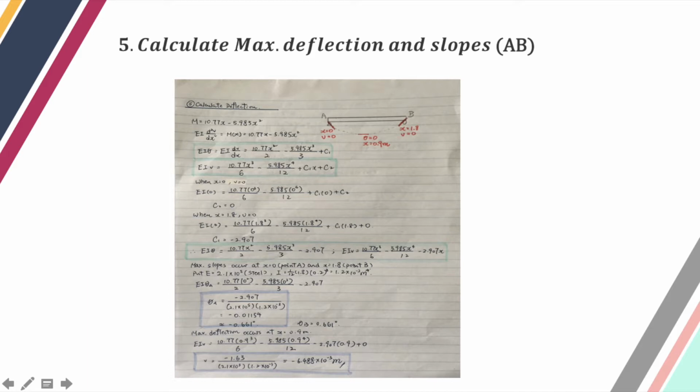After that is the maximum deflection and slopes. We use different boundary conditions to find the constants in the formula of deflection and slope. Finally, we find that the maximum slopes are at points A and B, which are plus or minus 0.661 degrees, while the maximum deflection occurs at the middle, which is minus 6.488 times 10 to the power minus 3 meters. And these are all the calculations for beam AB.